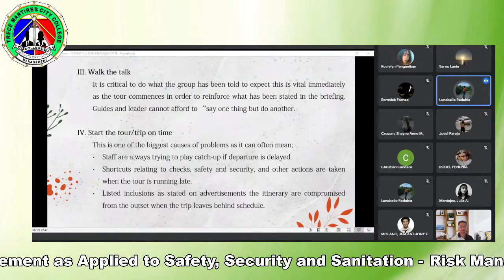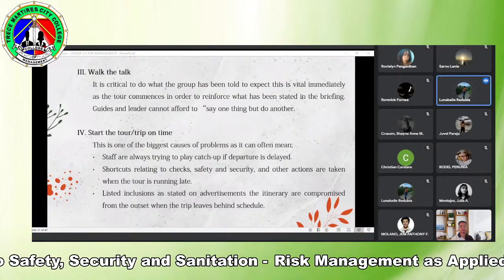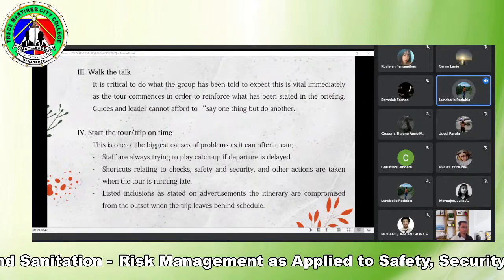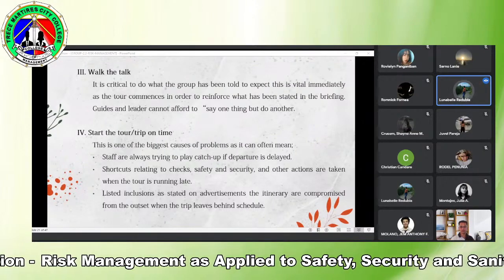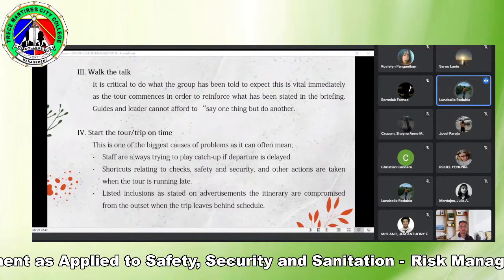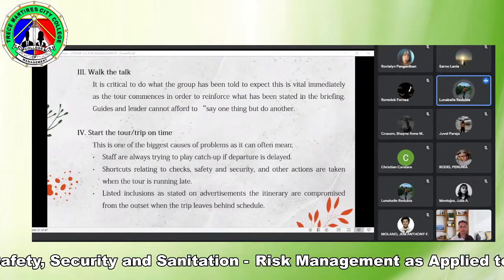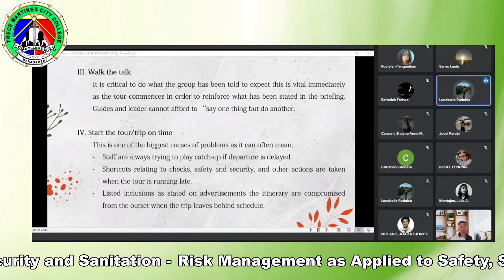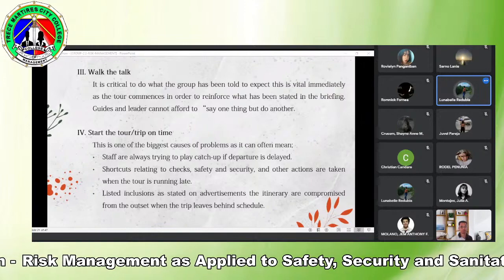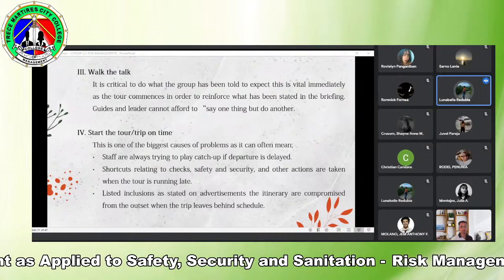Shortcuts relating to checks, safety and security, and other actions are taken when the tour is running late. So, pag may mga late na tayong gawain, di ba usually we are taking shortcuts para mapadali at mapabilis tayo. But in other advice, never take the chance of carelessness action. Shortcuts are probably the biggest risk provider of all. Whatever you are doing, if you are not doing it safely, you are not doing it right.